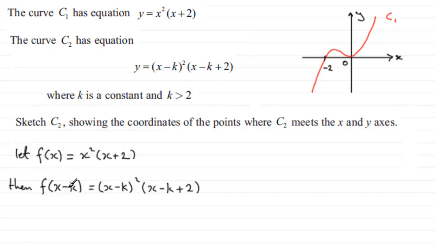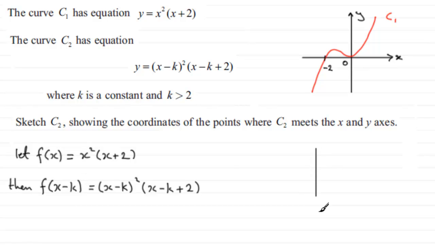Now you should be familiar with what this transformation does. Well, we know that k is a positive number and it's greater than 2, but for the moment it's a positive number, and if you did f of x minus a positive number, what this does to the original graph is it translates it to the right by k units. So if it were, say, x minus 2, the graph would move to the right by 2 units. This graph would move to the right by 2 units.